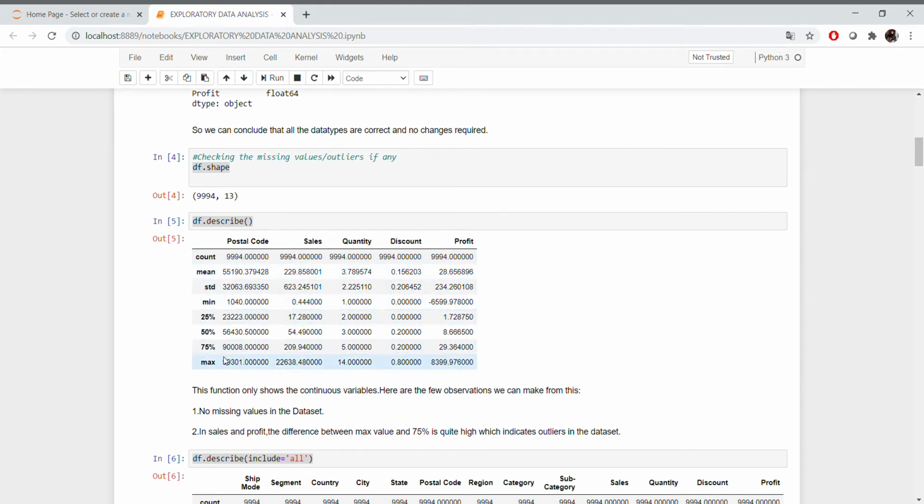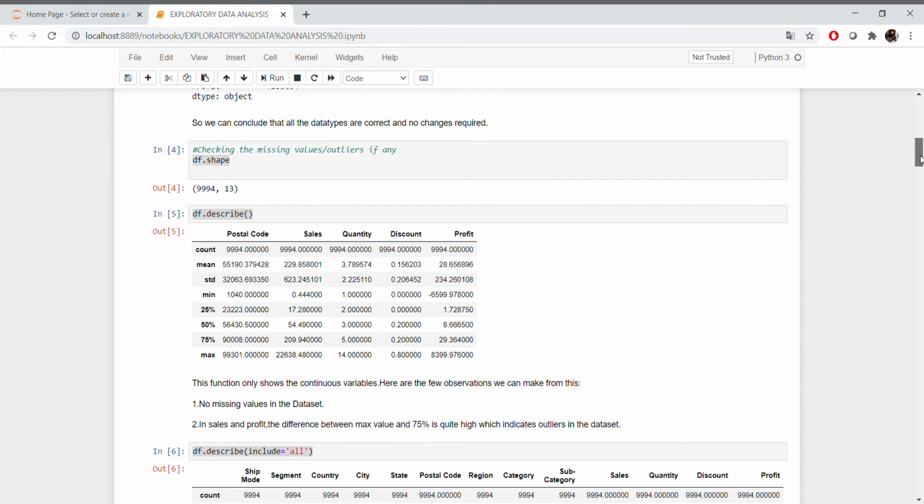Then from the max and 75%, we can check whether any outlier is present or not. So we can say that there's not that much difference in postal code, but in sales we can see there's a large difference between 75% and max, and the same in profit. So we can say that some outliers are present in the dataset.